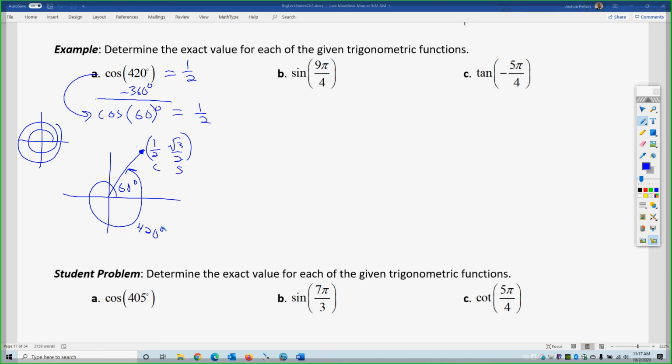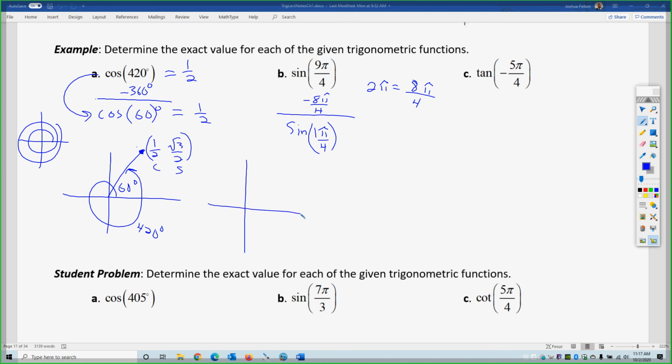Okay, so sine of 9 pi over 4, if you think about it, 2 pi in this case, if it's in terms of fourths, is how many fourths? Think about it. 8 fourths, isn't it? That's 2 pi. So if I subtract 8 fourths pi, I get the sine of 1 pi over 4, right? You don't really need the 1, but you can put it there if you want.